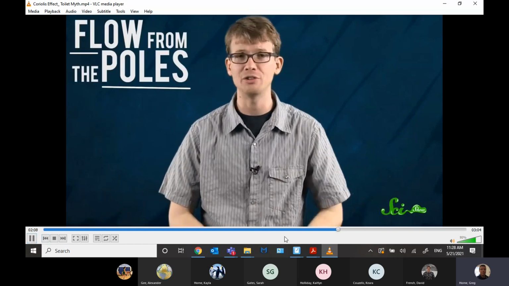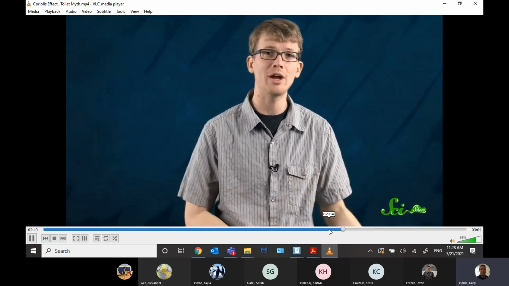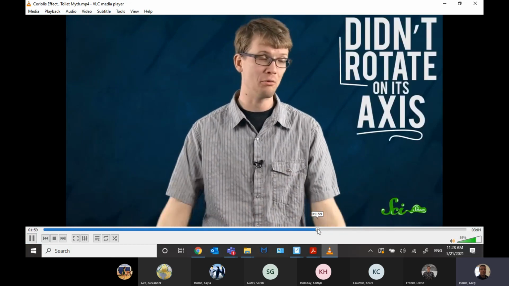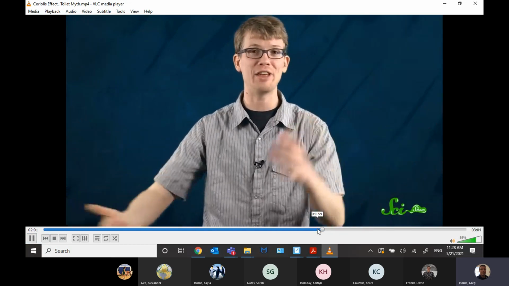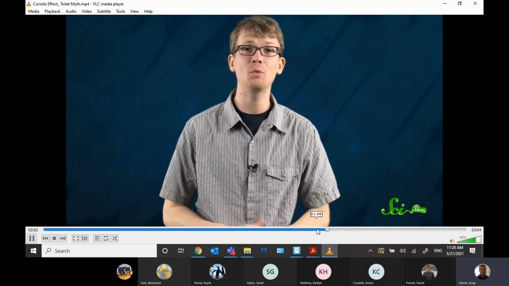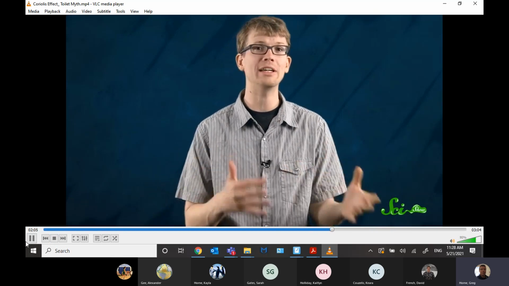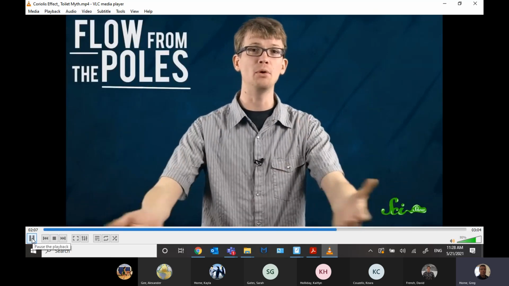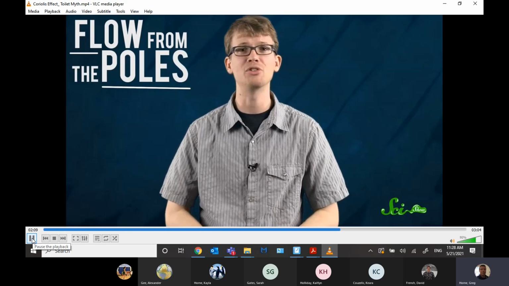From the poles, which are naturally high pressure areas, to the equator. Very many and unpleasant things that would be different. One of them would be that winds wouldn't blow either west or east. So if we didn't have a rotation on the Earth, from the poles, which are naturally high pressure areas, to the equator.